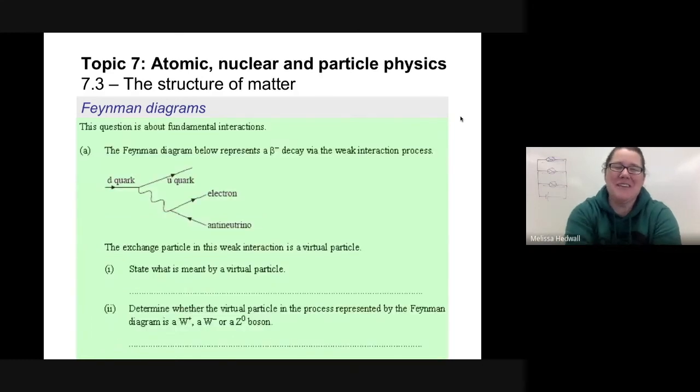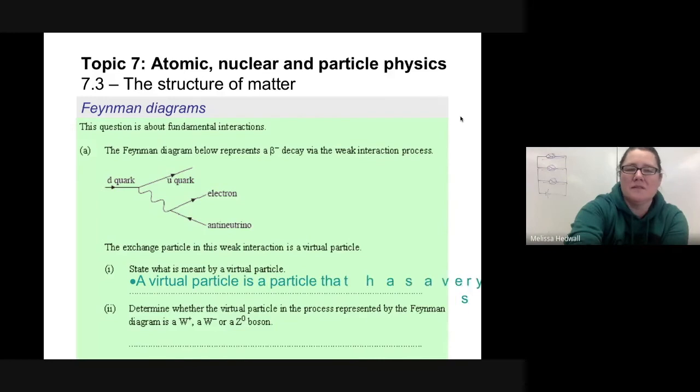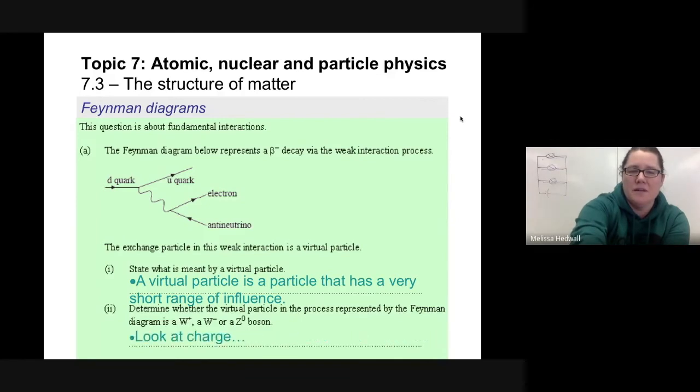There we go. So state what is meant by a virtual particle. Those are our force particles that are propagating the force between the interaction. And then the virtual particle in the process represented by the Feynman diagram here: because we have an electron, it has a negative charge, so it'll be a W with a negative sign. Yeah, short range of influence, and then it propagates that force. And then the particle goes with the charge.